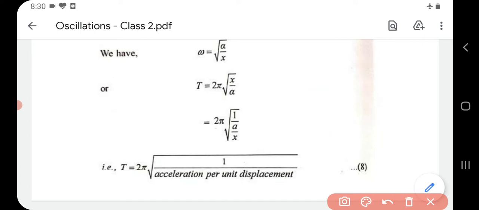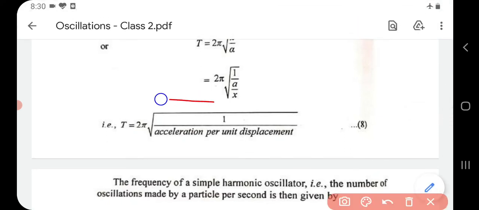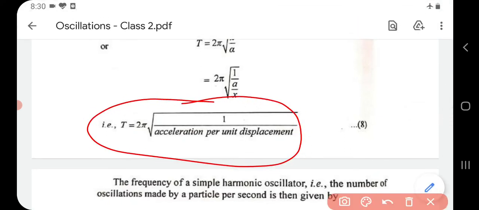So we got another expression for time period, which is this one: T equal to 2 pi root of 1 by acceleration per unit displacement, that is a by x, acceleration per unit displacement. a is acceleration, x is displacement.